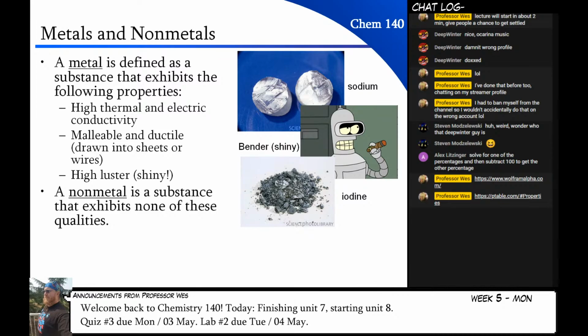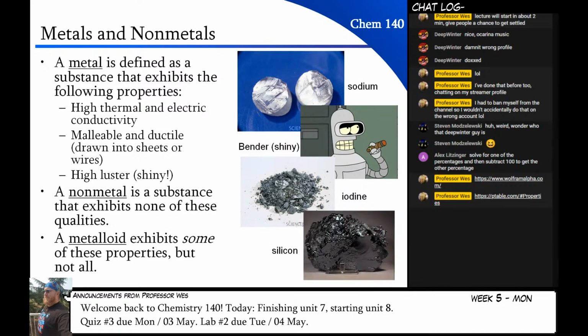Non-metals have none of those properties that I just listed. So things like iodine or carbon, non-conductive. You heat them and they either burn or decompose without actually getting hot very effectively. If you hit them with like a mallet or try and draw them into a wire, they end up breaking or fracturing because they're molecular most of the time, although some other examples exist. And they're certainly not shiny or even pretty to look at.